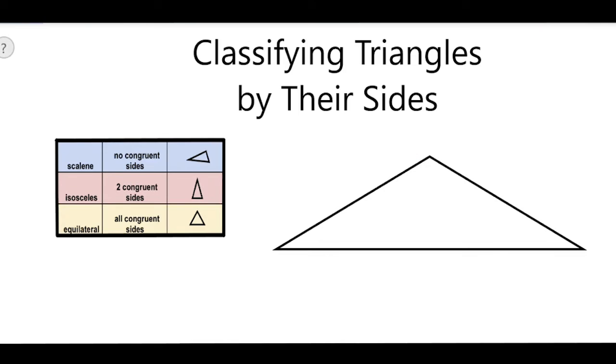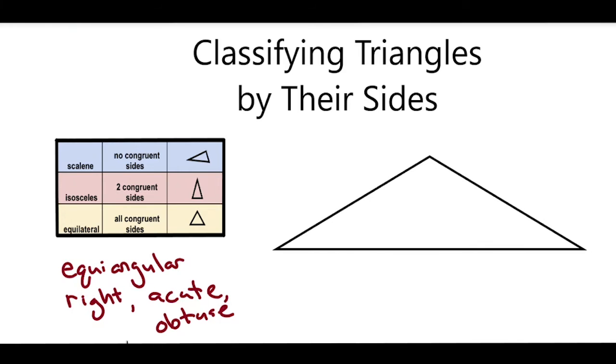So here I have a triangle, and I need to classify it by its sides. But let's say we're also going to classify it by its angles. All right? You'll remember there's 4 kinds of triangles when it comes to classifying them by their angles. They're equiangular, there's right, there's also acute, and obtuse. So here I have a triangle, and I need to classify it not only by its sides, but its angles as well. So what I'll call this one, because there's an obtuse angle, I'll call this an obtuse triangle.